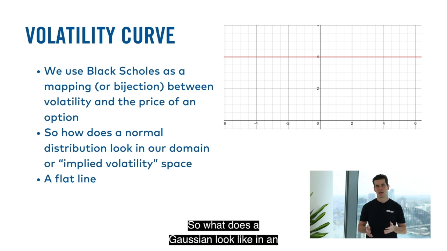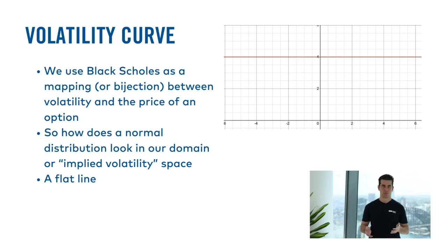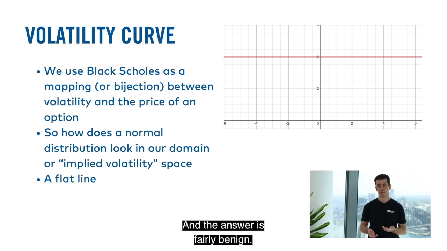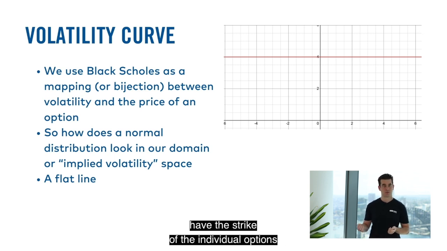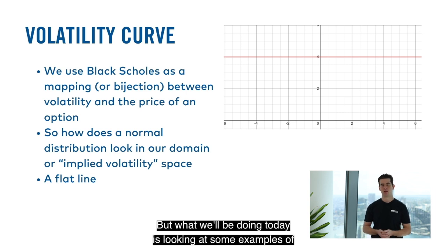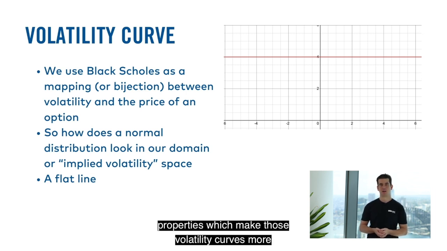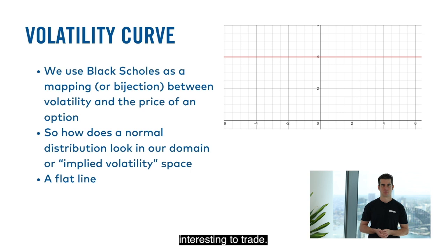So what does a Gaussian look like in an implied volatility curve? The answer is fairly benign. It's essentially just a flat line, where on the x-axis we have the strike of the individual options in the series, and on the y-axis we have whatever the implied volatility is. That one is not particularly interesting, but what we'll be doing today is looking at some examples of properties which make those volatility curves more interesting to trade.